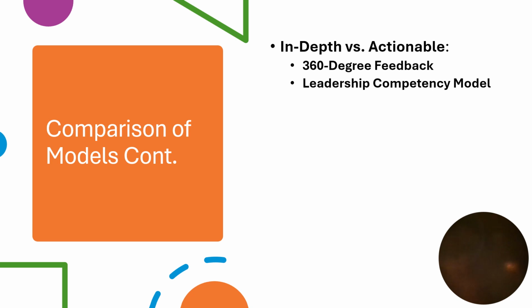One last thing that we want to compare is depth versus actionable. The 360-degree feedback model provides a more in-depth and rounded view of leaders' performance, addressing areas such as interpersonal skills, emotional intelligence, and leadership style. It does, however, uncover blind spots and provides comprehensive feedback on how the leader is perceived by others. The leadership competency model focuses on actionable skills, and the competencies make it easier to track specific areas of improvement. It is more practical for addressing performance gaps and particular competencies that are directly tied to the organizational goals.